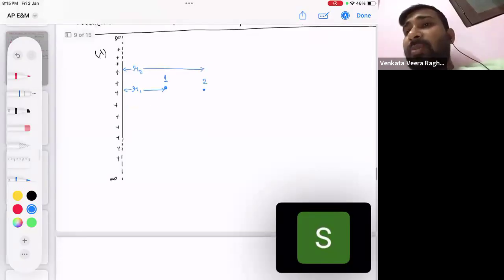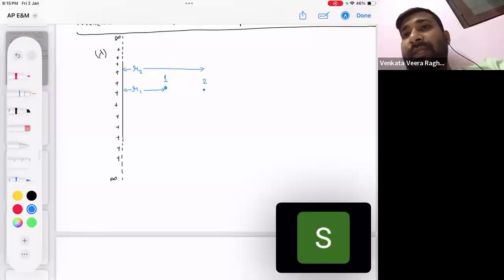Can you tell me which point is at high potential, point number 1 or point number 2? Please tell me which is high potential, 1 or 2. If I just ask you theoretically, don't tell me the value, just tell me which point is at high potential, 1 or 2?